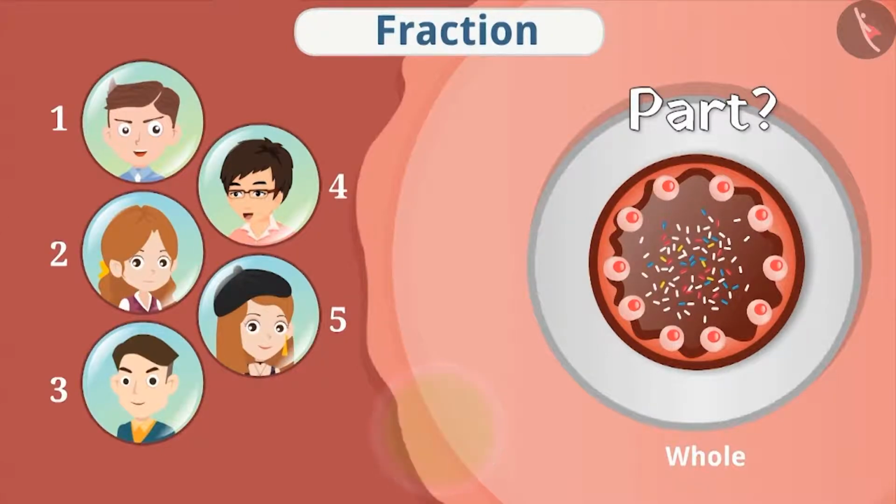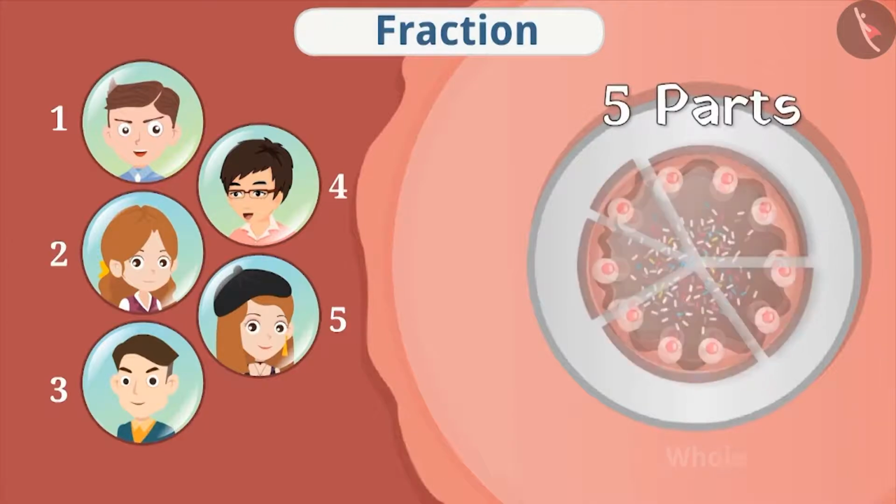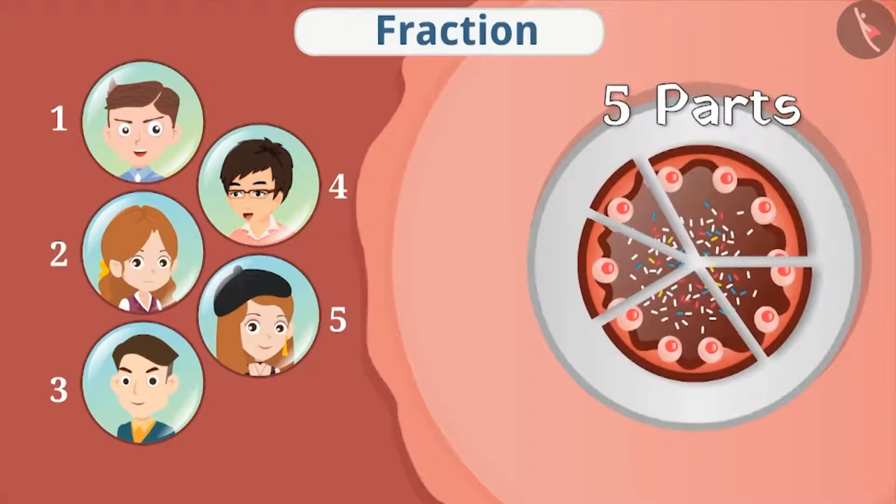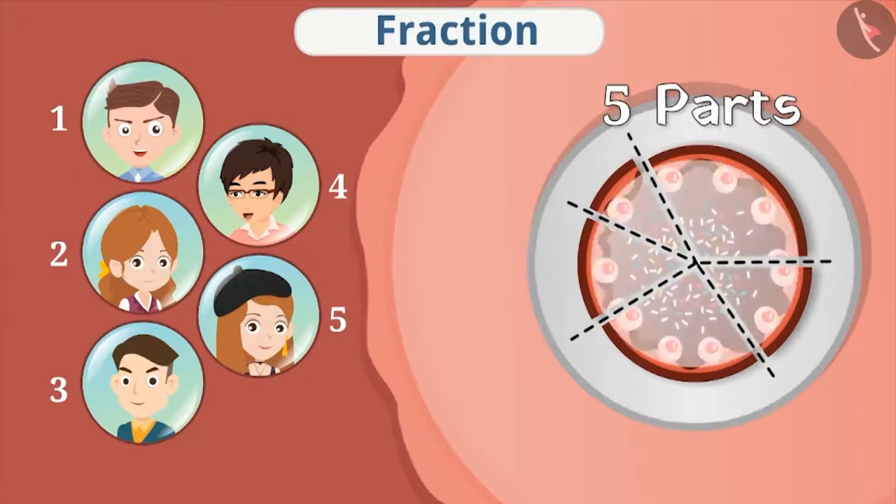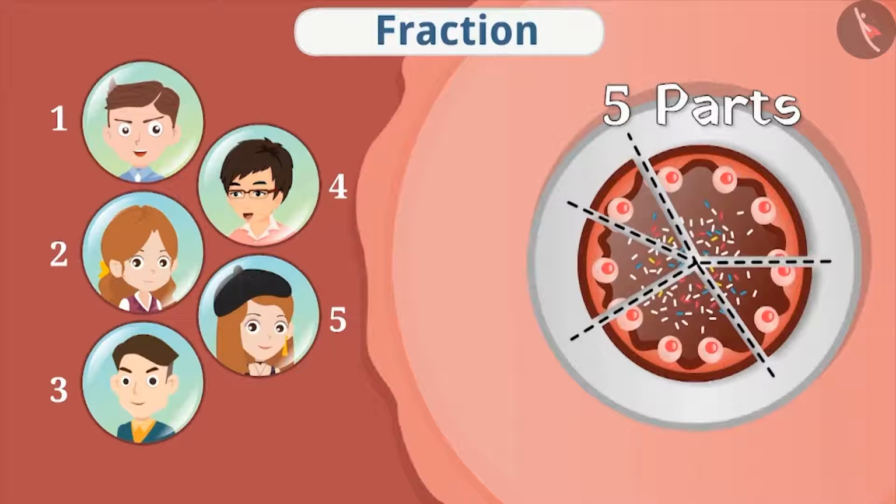Absolutely correct. The cake has to be divided into 5 pieces. This is one way of dividing the cake into 5 pieces. But this is not the correct way. By doing so, all the children will not get equal parts. What can be done to solve this problem?